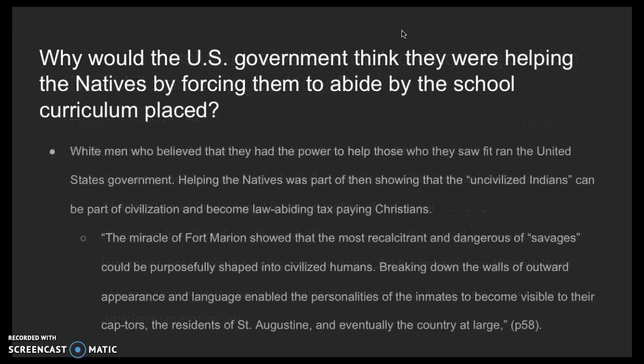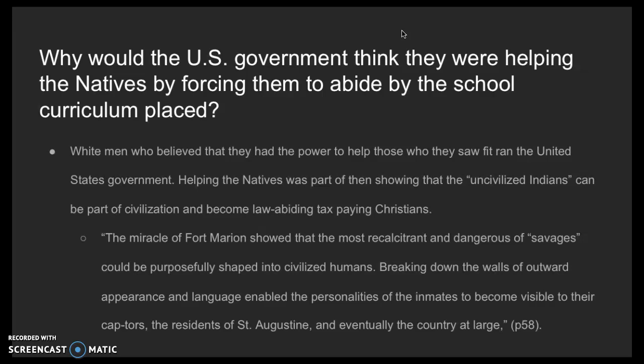Why would the U.S. government think that they were helping the natives by forcing them to abide by the school curriculum? This is part of the whole in general that, depending on the time, there was no child left behind, there were other implements in place. So the government wanted to control the Native American curriculum, to make sure that they are properly educated in the materials that the government wants them to learn about. They believed that's how they were able to control them.